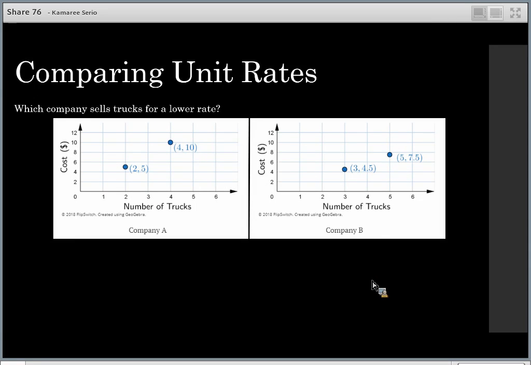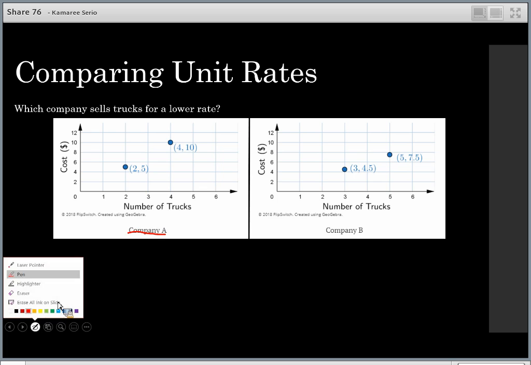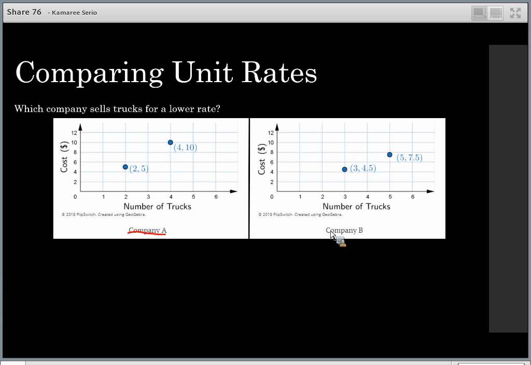Okay, so now we're going to compare unit rates. Which company sells trucks for a lower rate? This graph over here represents company A, and this graph over here represents company B. I'm going to do these in separate colors so we can keep them straight. Over here I have these 2 points. All I'm going to do is pick one of them. It doesn't matter which one, because regardless of which one I pick, I'll get the same unit rate anyway.